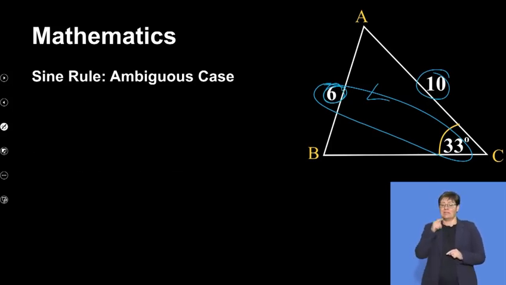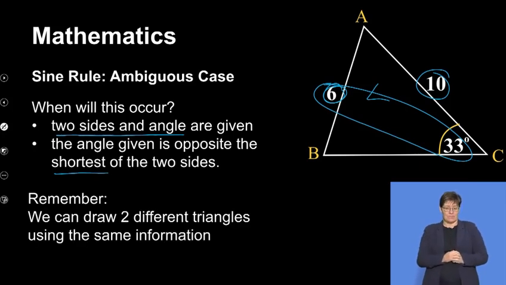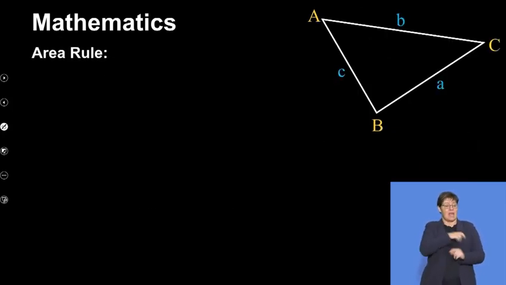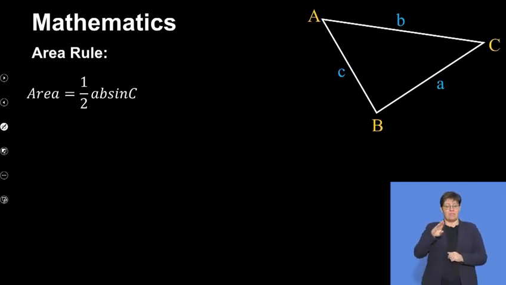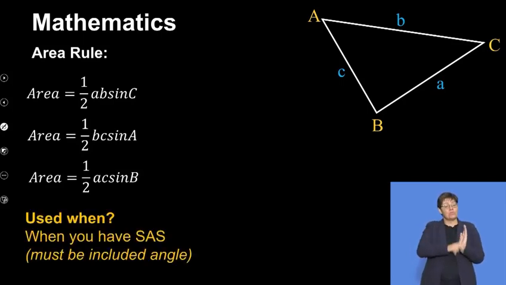And remember, in this case, we can draw two different triangles with the same information. This occurs when we have two sides and an angle, and like we said, the shortest of the two sides is given. Okay, our area rule: half ab sine C, half bc sine A, and half ac sine B. You use the area rule when you have side, angle, side. Again, remember, we're looking for that V pattern: a side, an included angle, and a side.